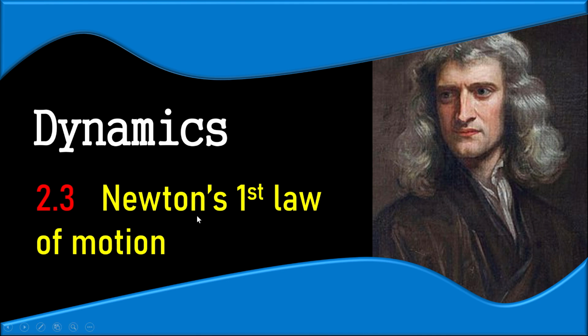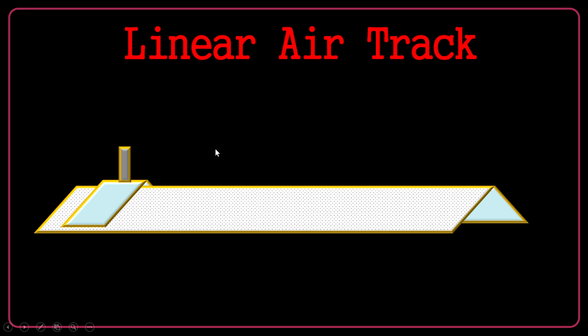Okay, let's talk about Newton's first law of motion. I can start from a linear air track. Suppose that we have an air track here, but there is an object over that, and the object is at rest. The object has a hat shape, and it's fit to the air track, but at rest. There is no net force acting on the object.